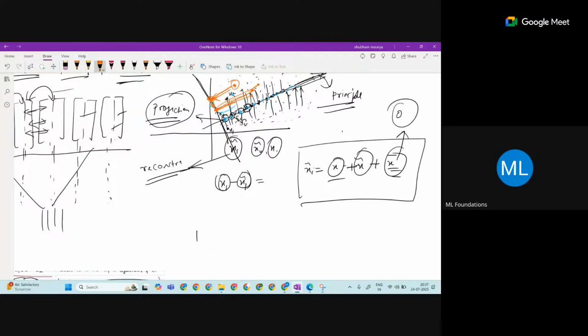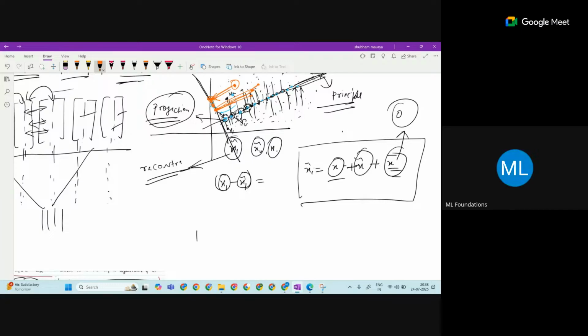We want to project on that principal component. Not only will it reduce the reconstruction error, we will also be able to visualize all the data where it is actually projecting. What is the part of PCA we are talking about here?